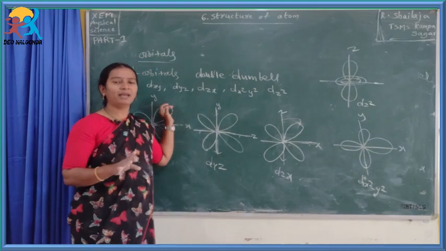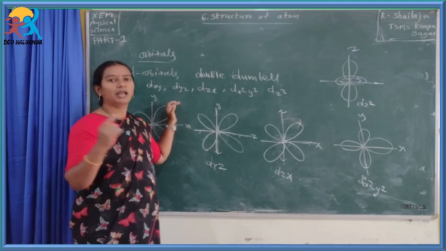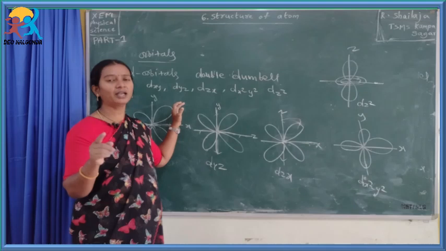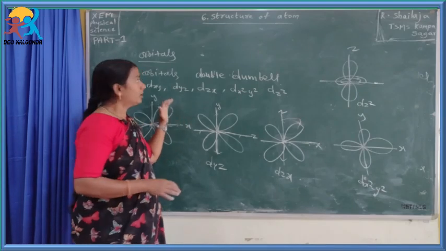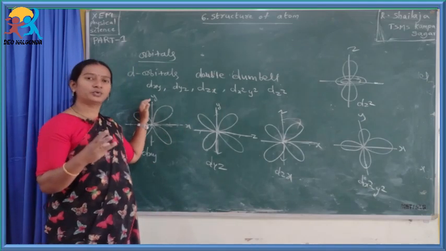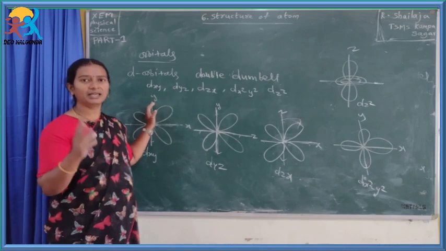P orbital means dumbbell shape. Okay, so the dumbbell shapes of the p orbitals are along the 3 axes. In 3 dimensions there are 3 axes, and along the 3 axes they are oriented. So that is why it is split further into px, py, pz. But what about the d orbitals? The d orbital shape is double dumbbell, and they are oriented into 5 different d orbitals.